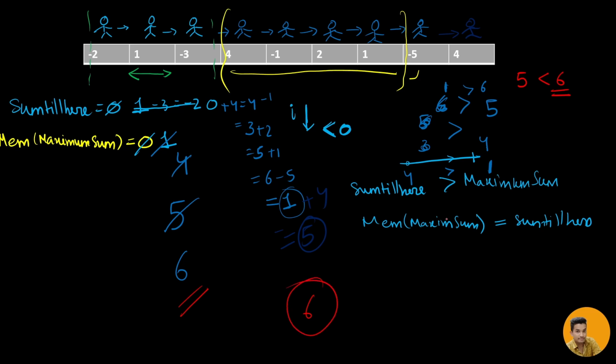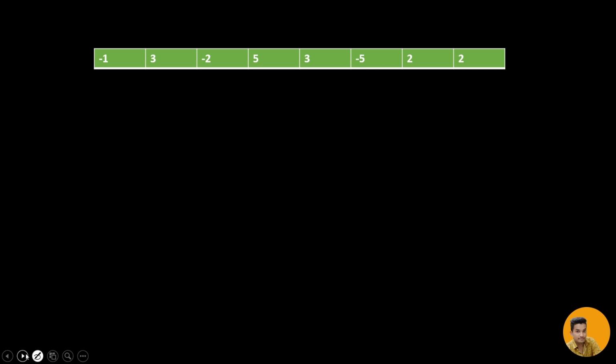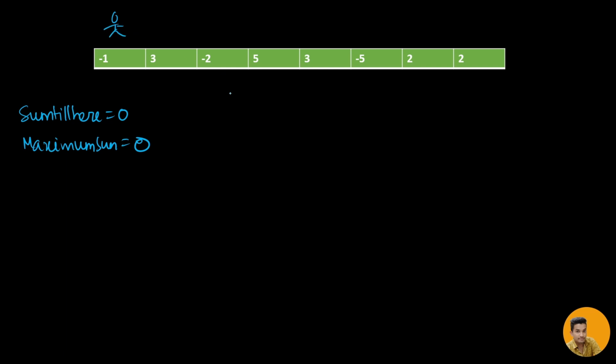Okay, so let's see another example. In this example, sum till here in the starting is 0, and our memory, or maximum sum, is 0. We'll stand here, and the number at this position is bringing down our sum to less than 0. So we will make our sum till here 0 only and we'll move forward.